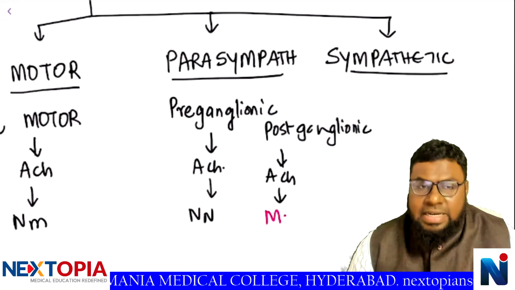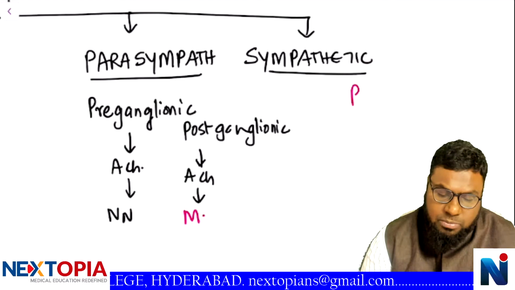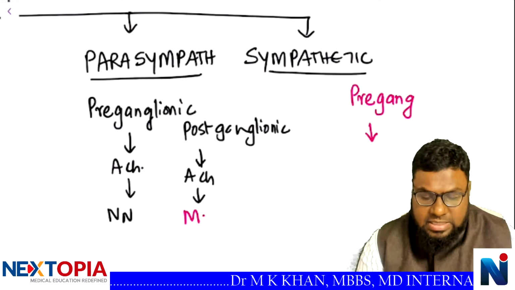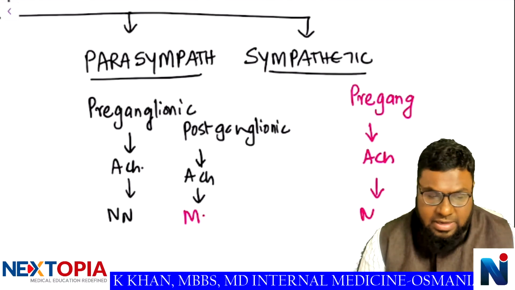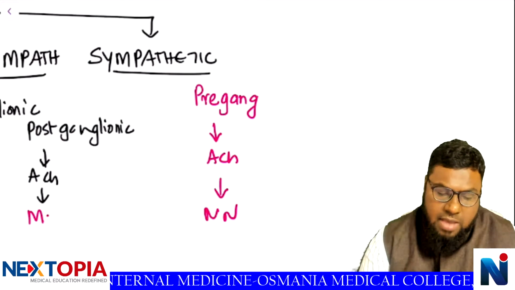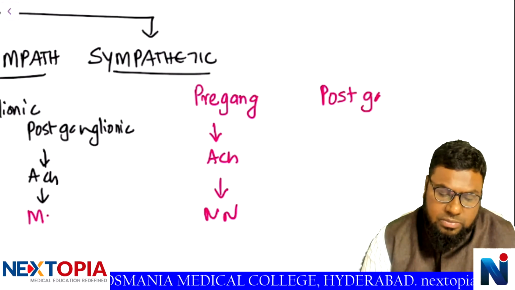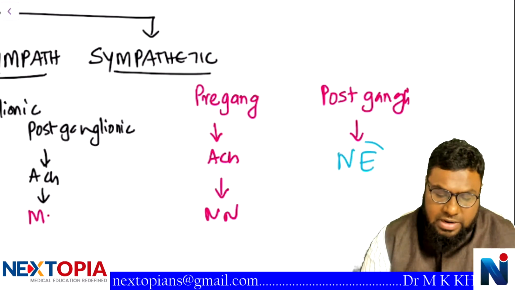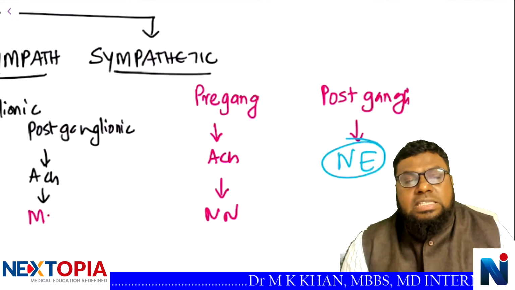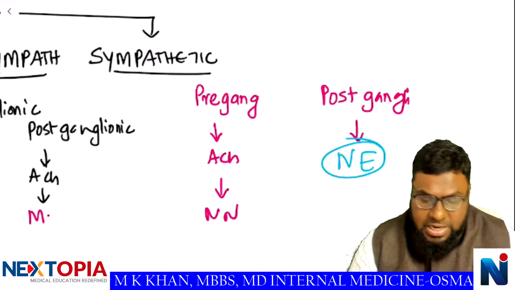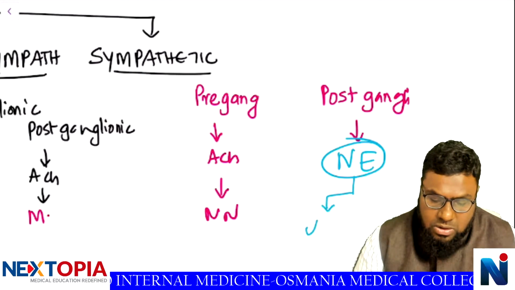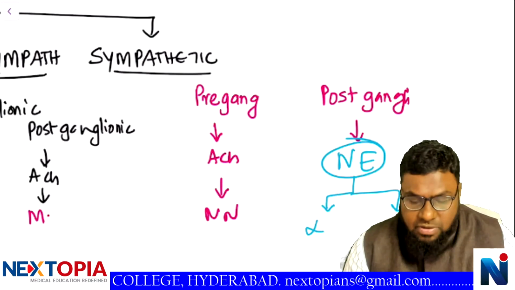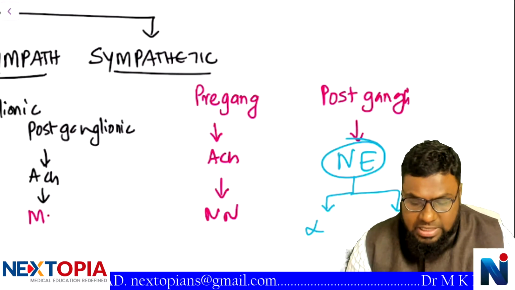Then the sympathetic response. In the sympathetic system we also have preganglionic and postganglionic fibers. The preganglionic fibers release acetylcholine, which binds to the NN type of receptor. Whereas postganglionic sympathetic fibers release norepinephrine. It's a very, very important point. Please remember this point. This norepinephrine binds to either alpha receptors or beta receptors of the adrenergic system: alpha 1, alpha 2, or beta receptors, beta 1 and beta 3 especially.